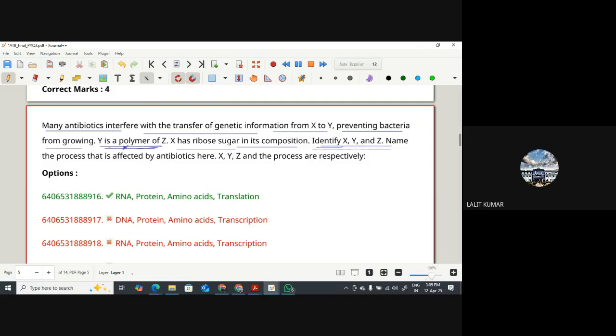So if you remember the week 1 lectures, they had covered that this ribose sugar is available only in RNA. So here it is a hint. So X is an RNA. Second, Y is a polymer of Z. So this is the hint. We know the proteins are the polymers of the amino acids. So your Y is a protein, Z is an amino acid, and this transformation which is taking place is known as translation. So this is from week 1 basics, what was covered in the theory.